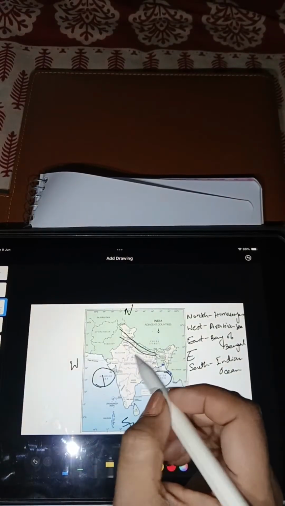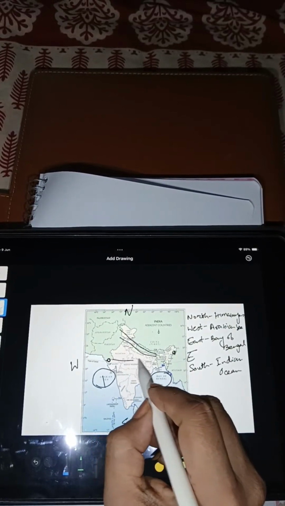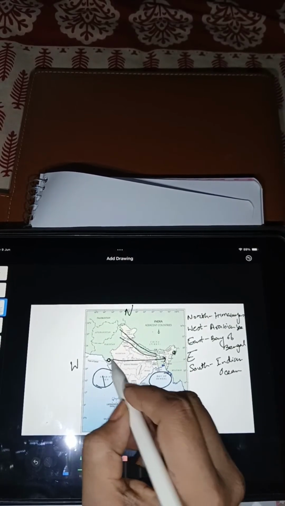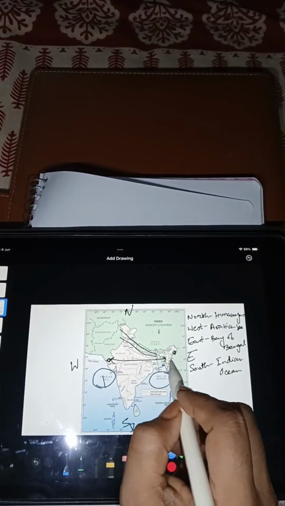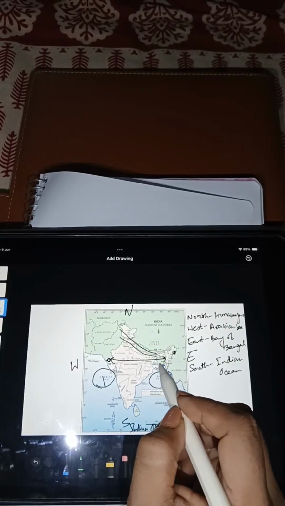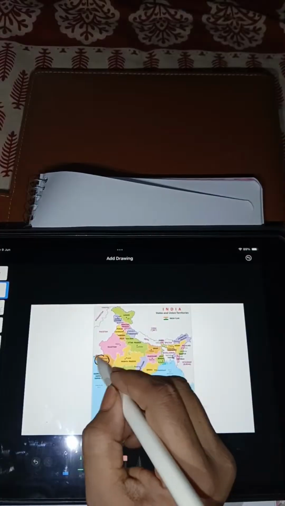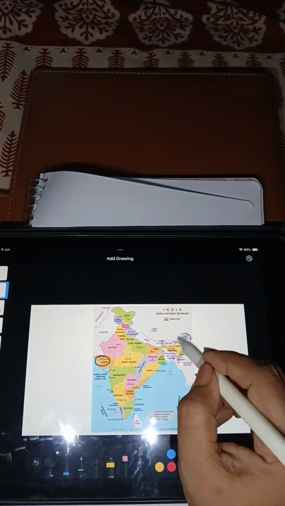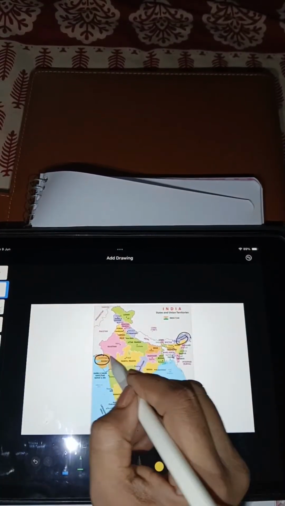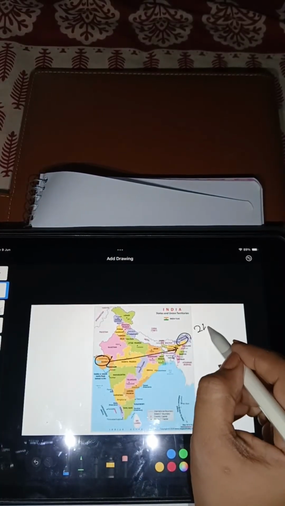So from here, Gujarat to Arunachal Pradesh, we have such a huge extent, and there is a time difference of almost 2 hours. So if we can see, this is Gujarat and this is Arunachal Pradesh. From here to here, there is a time gap of 2 hours.